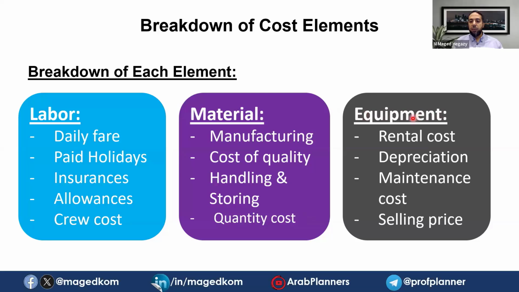Likewise, the equipment. You have the rental cost of the equipment, or the price of the equipment if it is bought, not rented. So you have the rental cost, the depreciation cost, the maintenance cost, and the selling price after the life cycle of the equipment. As we see here, the CCP elaborates more on the cost of every item. So you need to consider everything while you are calculating the cost, without missing any detail.